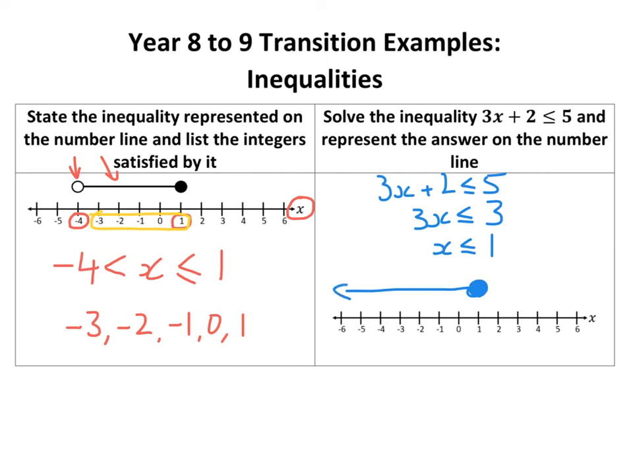So there you go. Alright, so just think carefully. Inequalities are just, whereas equations give you one answer, inequalities give you a range of answers. And so, therefore, that's the only difference. Otherwise, you can treat them exactly like equations.